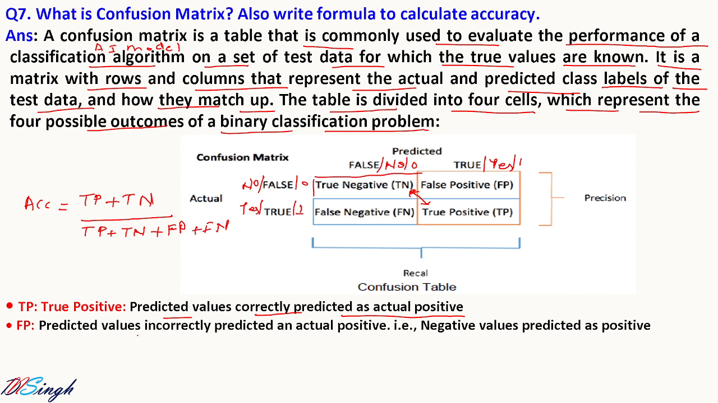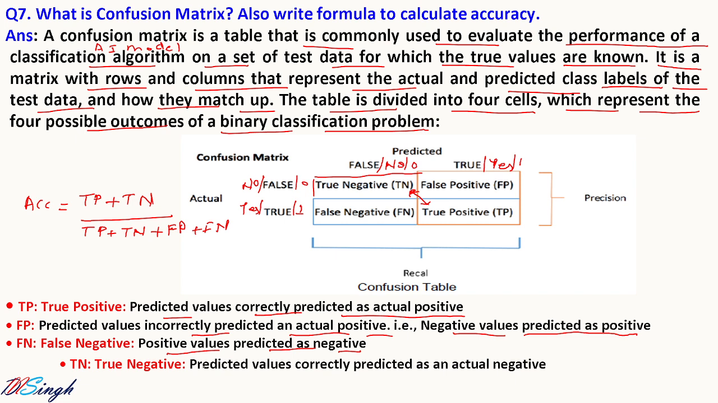False positive means predicted values incorrectly predicted as positive when actual is negative. That is, a negative value predicted as positive. Next is false negative. Positive values are predicted as negative. And true negative, predicted values correctly predicted as an actual negative.